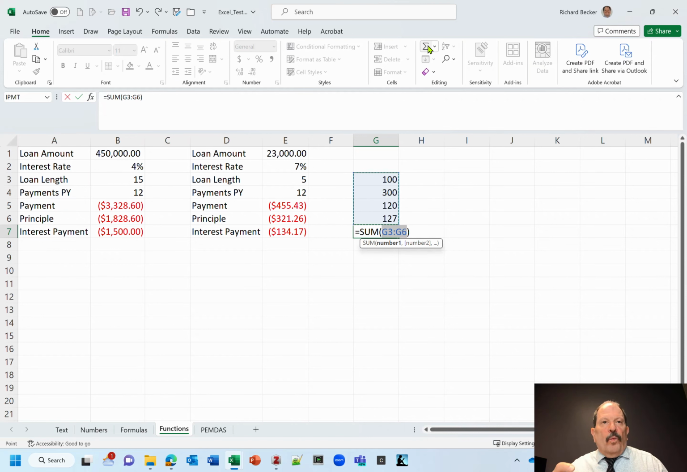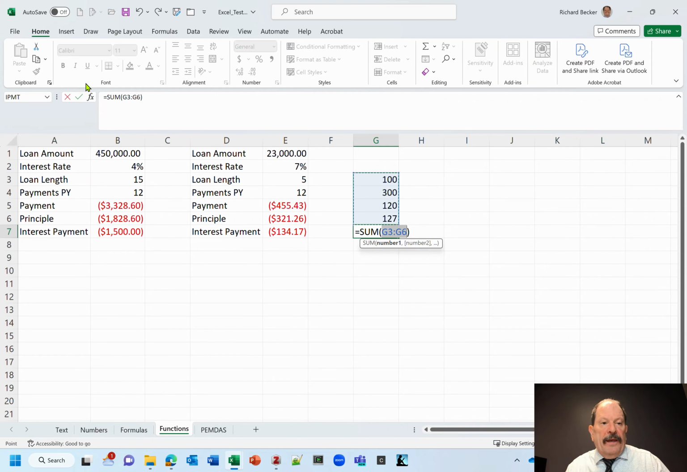trying to predict what I want it to do some addition on, okay? So what it's saying is that sum function, equals sign, sum, and it puts in parentheses what it thinks I want to add together, what I want to sum. Now, the one thing that you'll see here is it starts at G3 and goes down to G6, but in between that, you'll see a colon, and that colon in between 2 cell references, think of it as the word through. So G3 through G6, I want you to add those together.